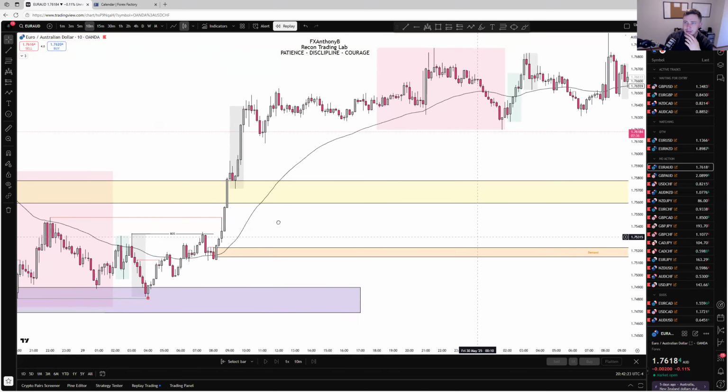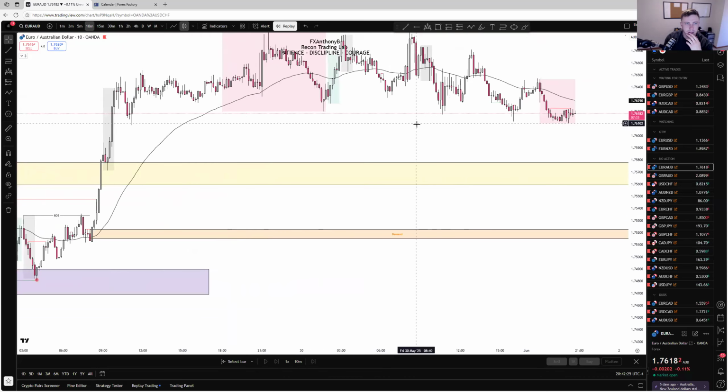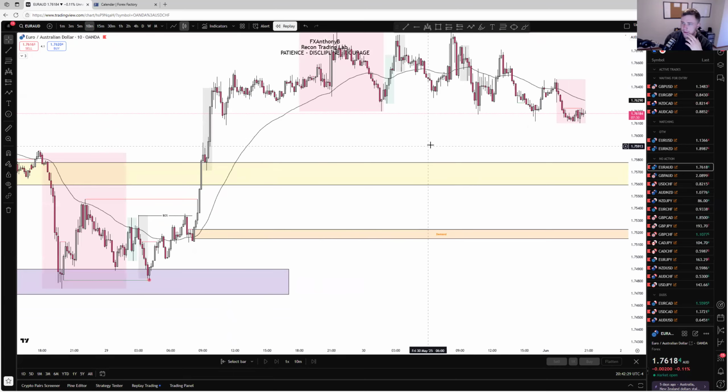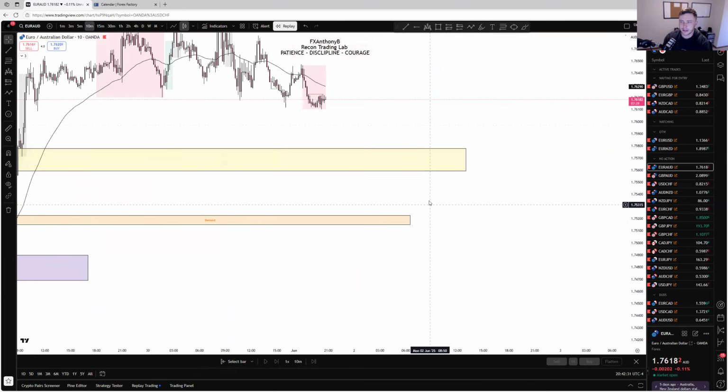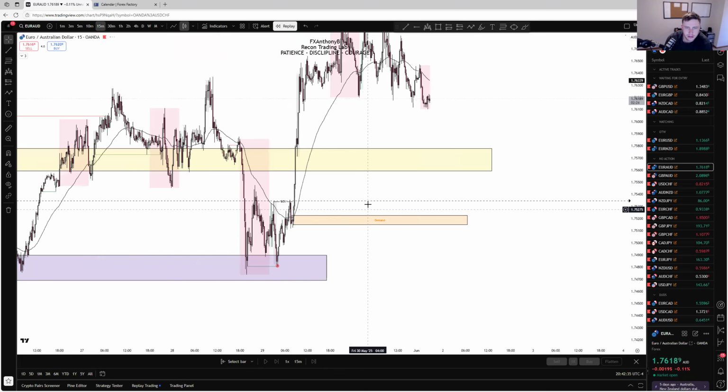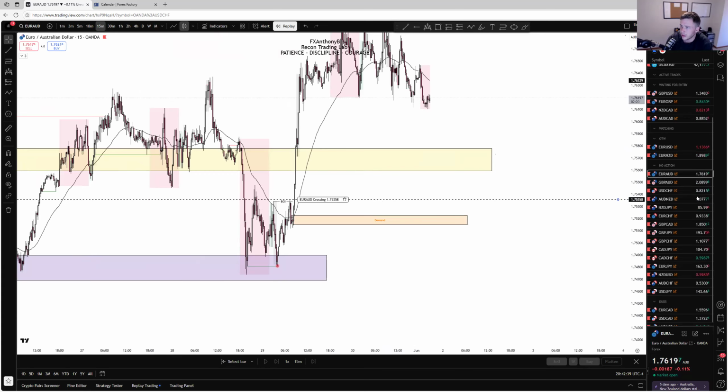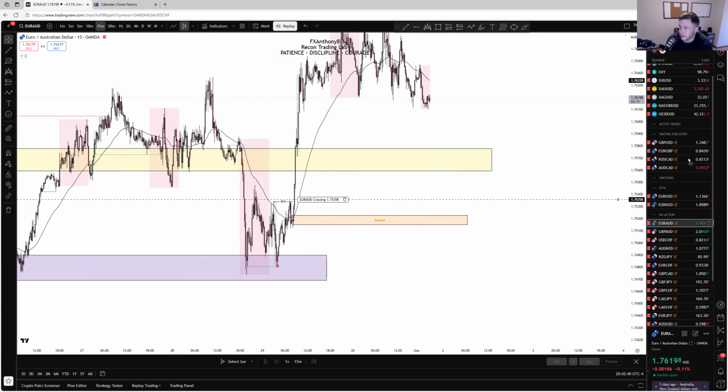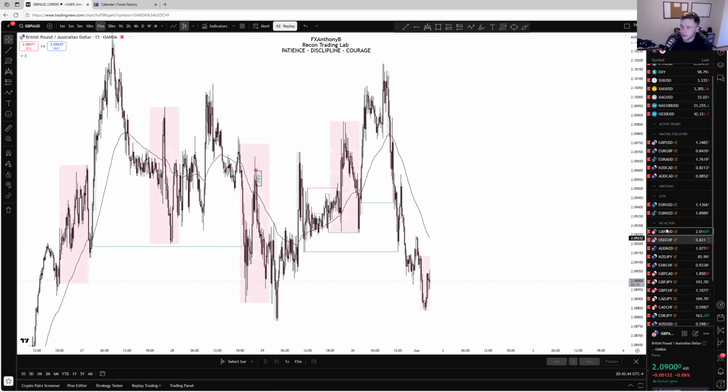Any equal lows that this still needs to sweep? Oh, jeez. No, that's not equal lows. Okay, yeah, I'm gonna set an alarm just above this BOS. Wait for London. And I'm gonna put this right there. Next one is GBP AUD.